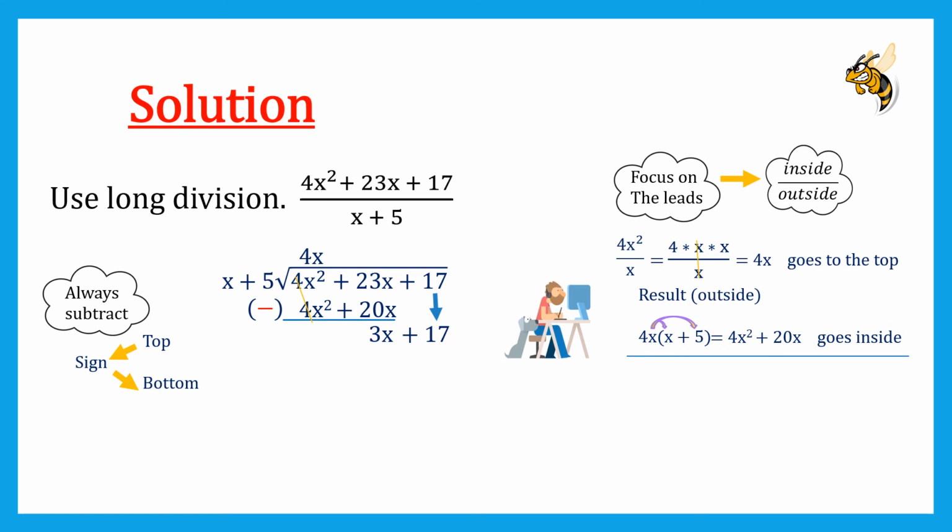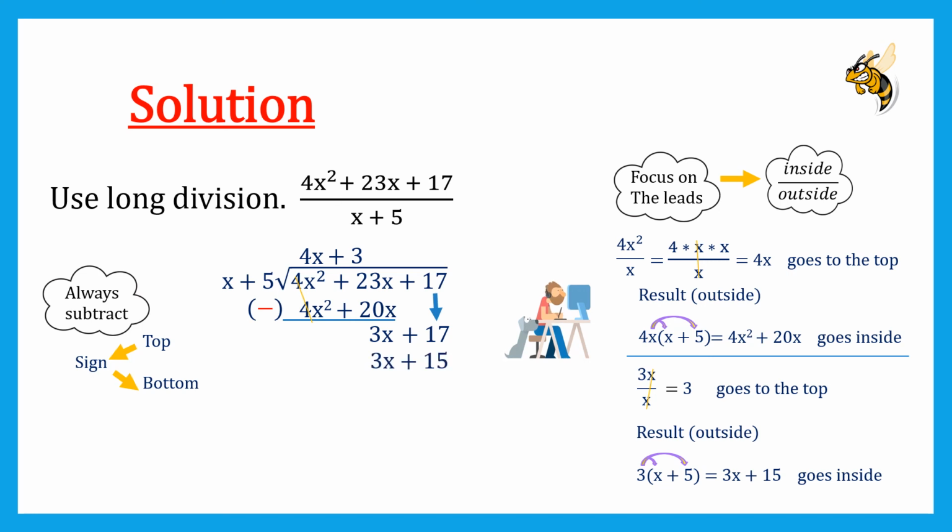and repeat the process. My new leader is 3x, and my leader on the outside is still x, so therefore it's going to be 3x divided by x. The x in the bottom cancels the x in the top. So my result is 3, and that goes to the top. It's positive, so it's going to be plus 3. We need to take that 3 and multiply what's on the outside, so it's 3 times x plus 5. We're going to distribute the 3. So now we end up with 3x plus 15, and that goes inside.